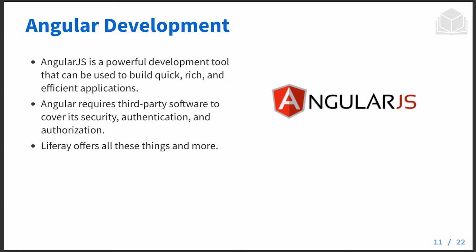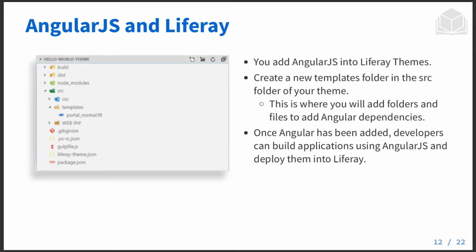Now, AngularJS is a powerful development tool that can be used to build quick, rich, efficient JavaScript applications. And Liferay makes this available to us on the platform. Now, creating these two types of JavaScript modules is a little bit different. For AngularJS, you can add it through the Liferay theme. So what we need to do here is create a new templates folder in our source, just like we did in our theme, and then add some of the Angular dependencies there. Once deployed, developers can build those JavaScript modules using Angular.js and deploy them into Liferay.